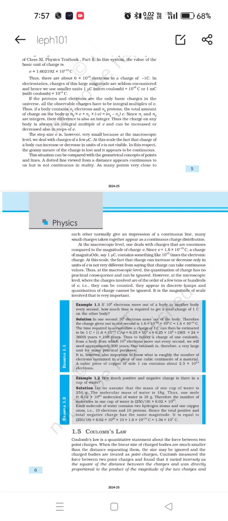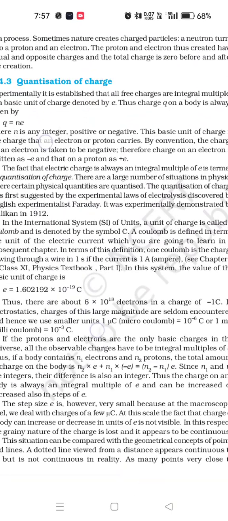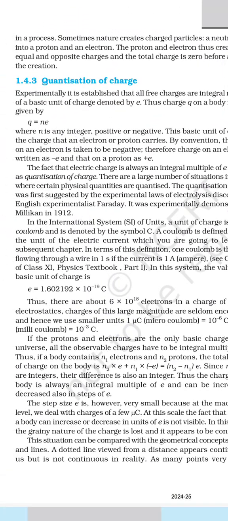Quantization of charge. All free charges are integral multiples of the basic unit of charge denoted by e. So Q is equal to ne, where n is any integer and it can be positive or negative. The basic unit of charge is that of an electron or proton: electron is minus e and proton is plus e. The quantization of charge was first suggested by the experimental laws of electrolysis discovered by an English experimentalist, Faraday, and demonstrated by Millikan in 1912.